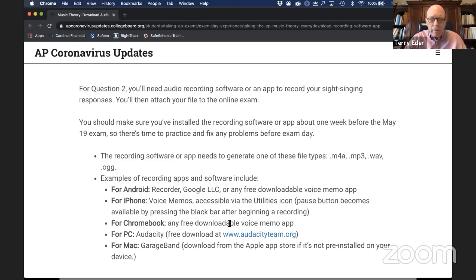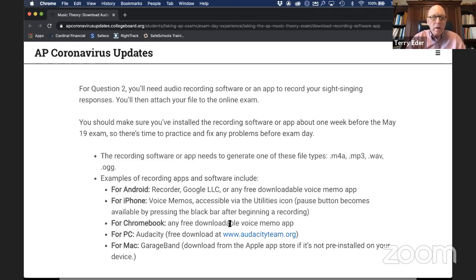So it says, just what I said, one week before the May 19th exam, I would start practicing that now. You've got the time. And I think, once again, if you don't know how to do this, ask one of your friends, because a lot of you young people know how to do this. I'm certain of it, because if I can do it, you can certainly do it, because I'm an old guy.